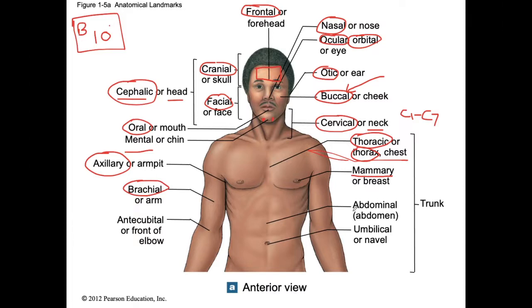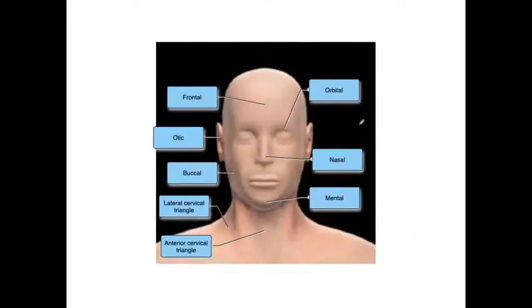The stomach region is called the abdominal region, and the belly button is called the umbilical. When we combine the chest or the thoracic region and the mammary, the abdominal and the umbilical, we say it's the trunk, the entire trunk.